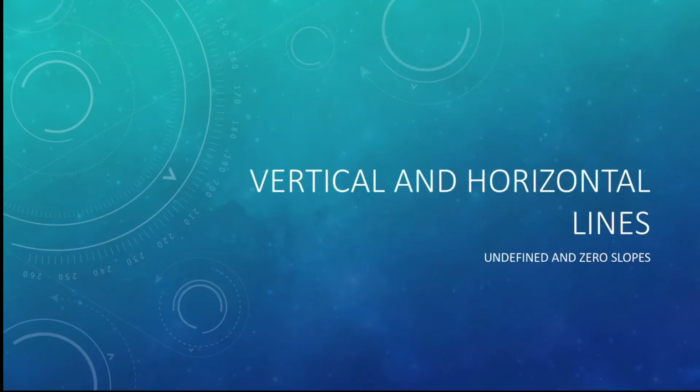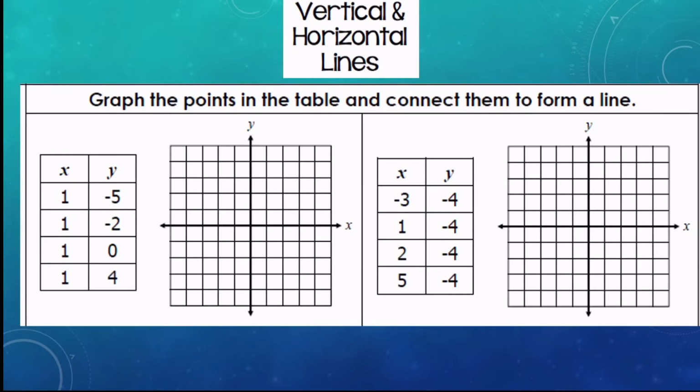Okay, so we've been graphing lines. We've been looking at their rates of change and their initial value. Well, we haven't gotten to the equations of what we would call special cases, and that's when we graph a vertical or a horizontal line. Our equations are going to look a little different. These lines have undefined or zero slopes. So let's go look at this.